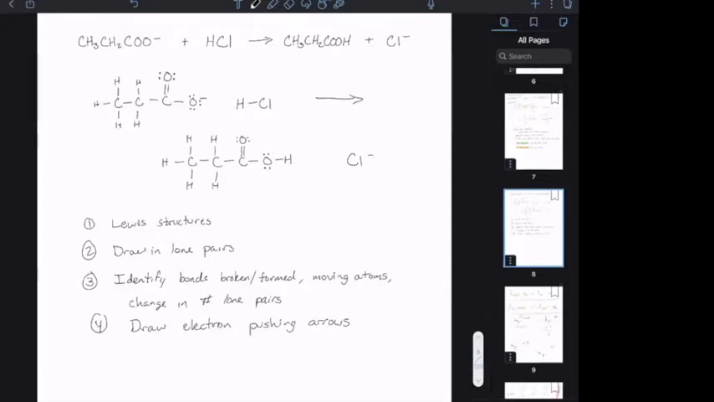Okay, so we talked about oxygen in the last example. What about chlorine? Does chlorine have any lone pairs? How many lone pairs should chlorine have on the left-hand side compared to the right-hand side? Let's see it in the chat.